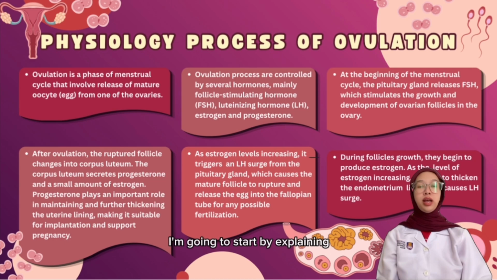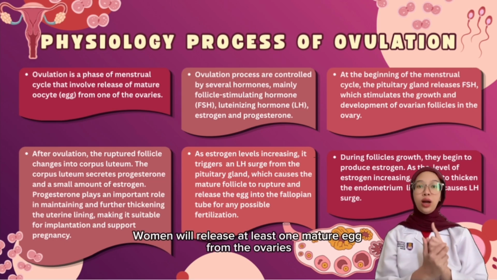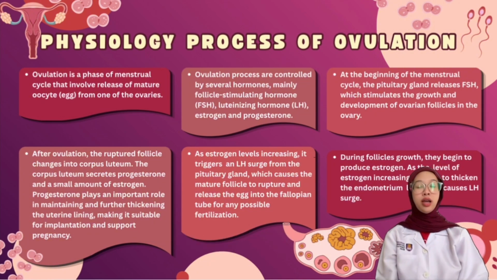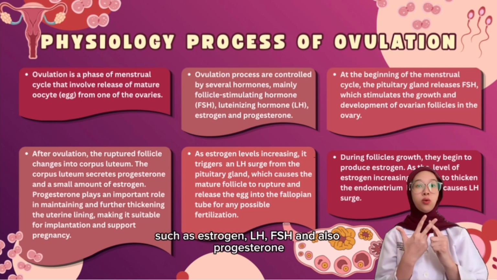I'm going to start by explaining about the physiological process of ovulation. Every month, women will release at least one matured egg from the ovaries, which is known as ovulation. The ovulation process is controlled by a few hormones such as estrogen, LH, FSH, and also progesterone.